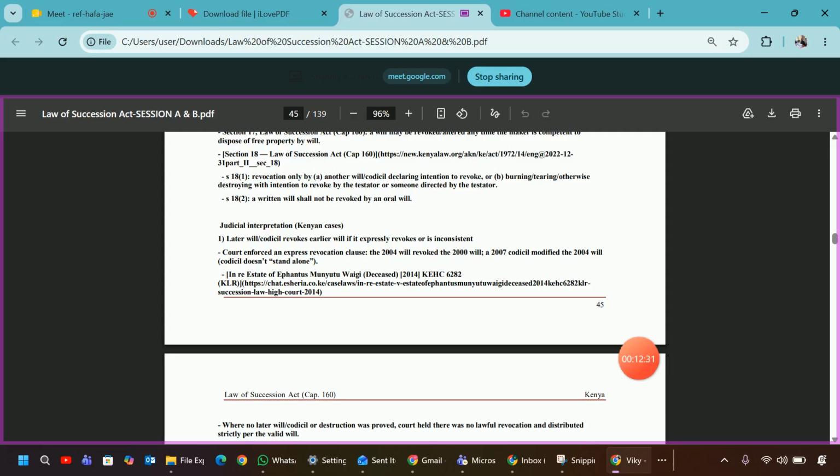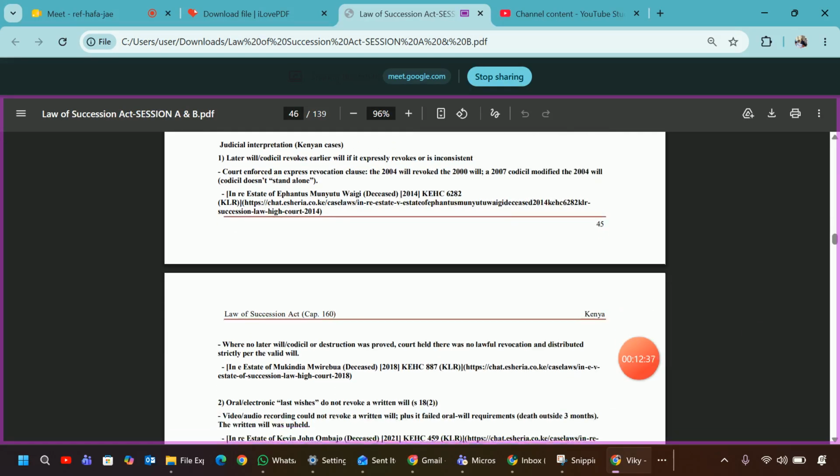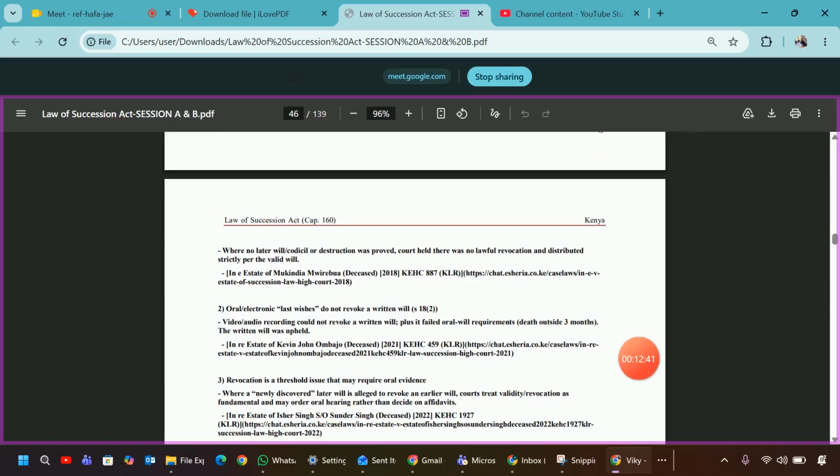Codicils do not stand alone. Where no letter, will, or codicil or destruction was proved, the court held there was no lawful revocation and distributed strictly per the valid will. This was seen in the case of In the Estate of Mukindia Murebua, deceased, 2018.